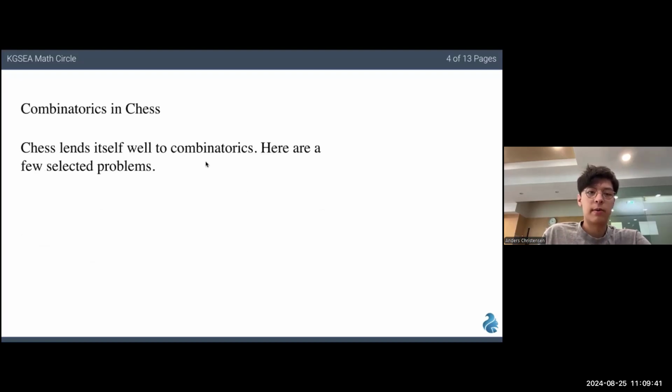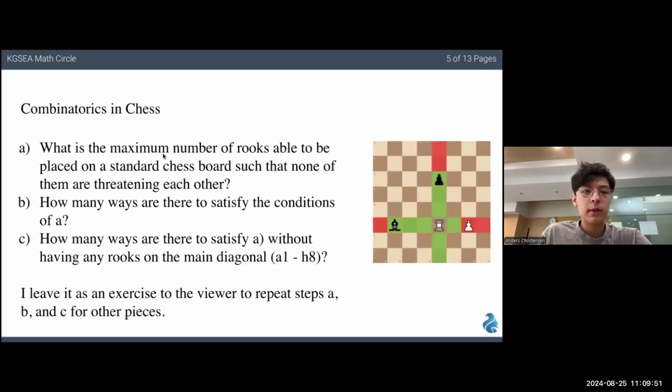Another topic I want to be covering is combinatorics in chess. Chess lends itself very well to combinatorics, and here are a few select problems. So A, what is the maximum number of rooks able to be placed on a standard chessboard such that none of them are threatening each other? Remember, a rook can threaten anything that is on the same row or column as itself.